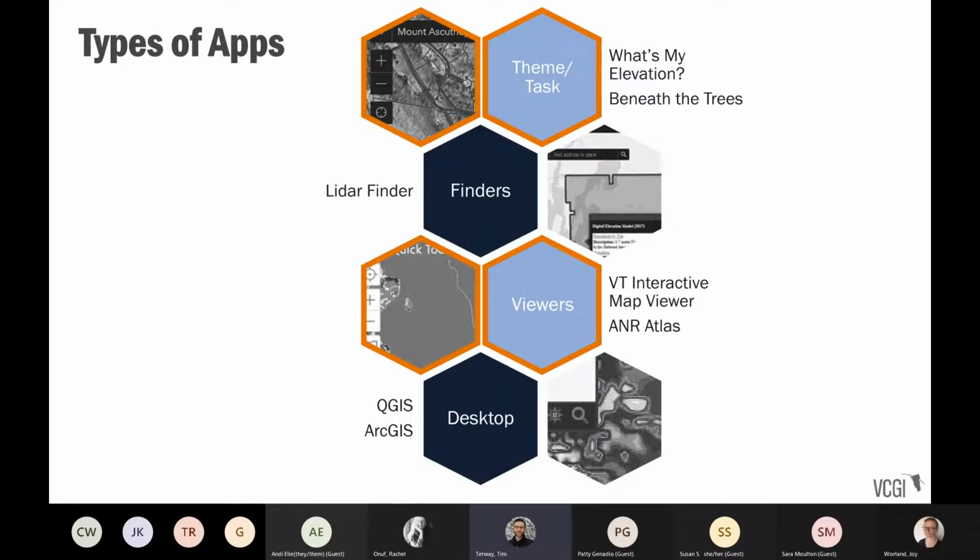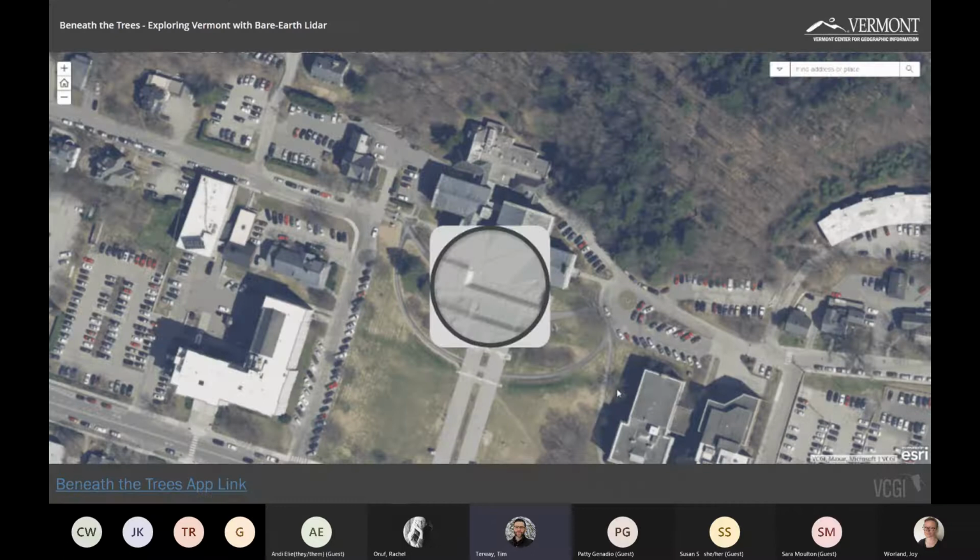There's also two other kinds. There are basically finders that allow you to find data, like the Ortho finder or the LiDAR finder. And then there are full-fledged GIS desktop applications, which we will not cover today. They're more advanced user focused, such as QGIS or ArcGIS, which is where more advanced GIS functionality occurs.